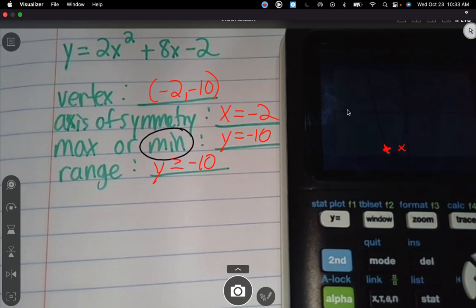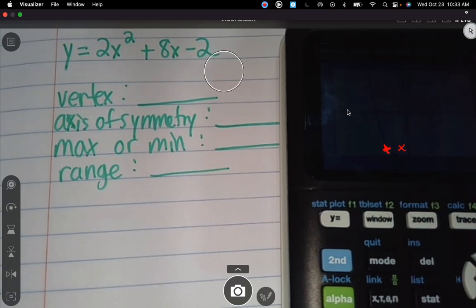Okay, let's do another. Let's try another. Your eyes look bloodshot. You do look red.